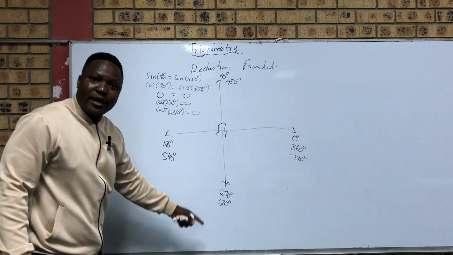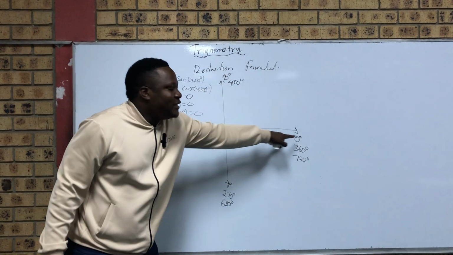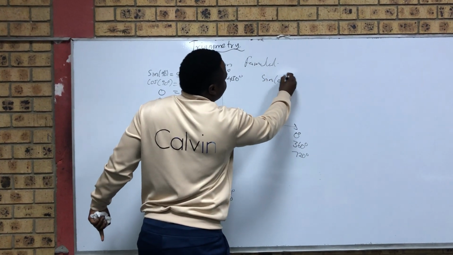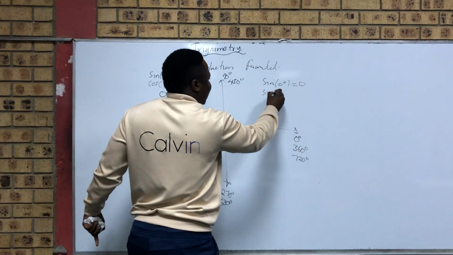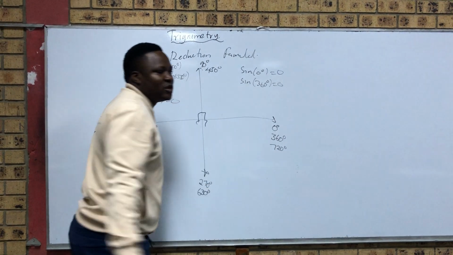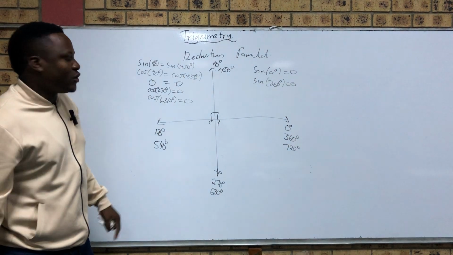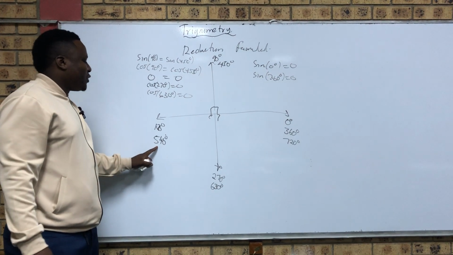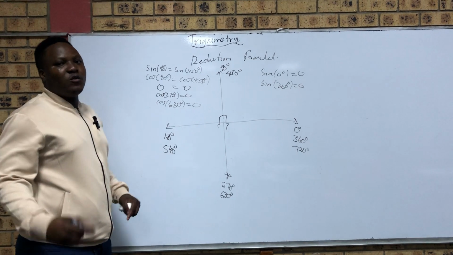Cos is 0 here, and sine is 0 on this line. So sine of 0 degrees is 0. Sine of 360 degrees is 0. Sine of 720 is going to give you 0. And then sine of 180 is going to give you 0. Sine of 540 is going to give you 0.